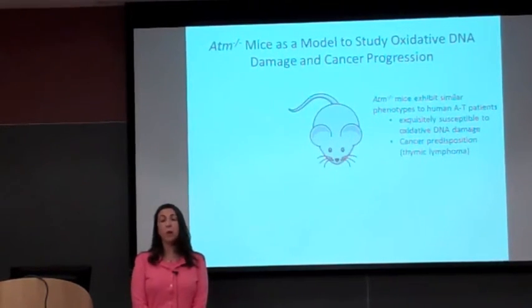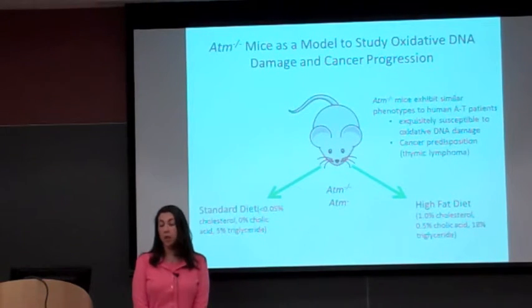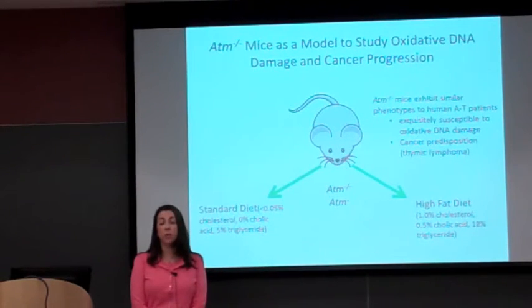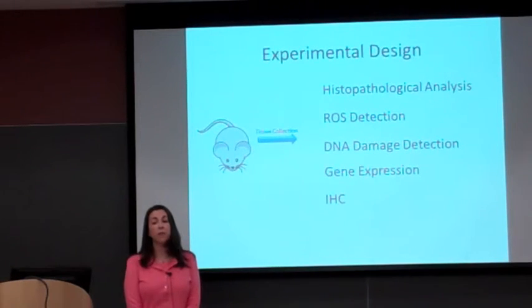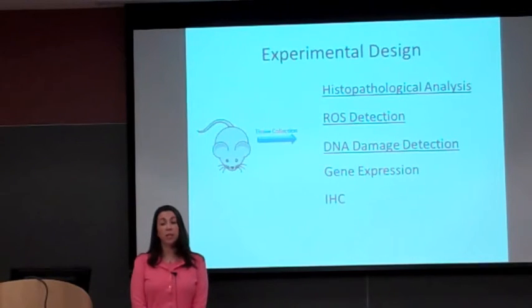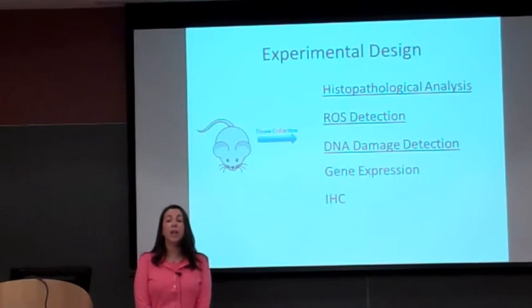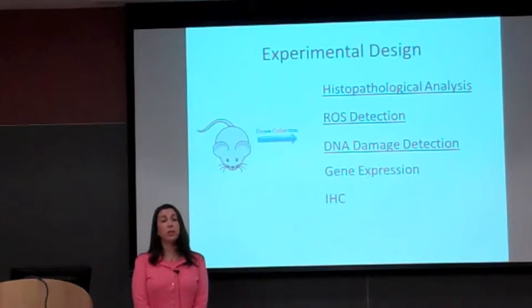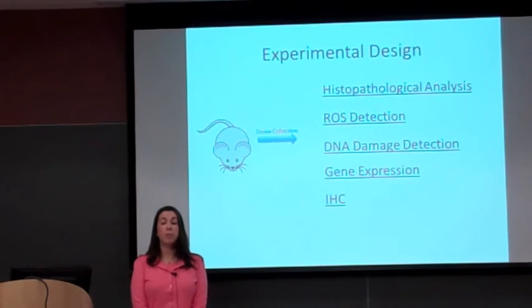ATM null mice and control mice were fed either a standard diet or a high-fat diet for 8 weeks, and tissue was collected. After confirming that the high-fat diet does cause steatohepatitis, hepatic oxidative stress, and DNA damage via histology and reactive oxygen species and DNA damage detection, we found that 8 weeks of feeding the high-fat diet increases the rate of ATM-dependent steatoapoptosis and causes other phenotypes similar to NASH in humans, including hepatic fibrosis. This was done primarily through gene expression analysis and immunohistochemistry.